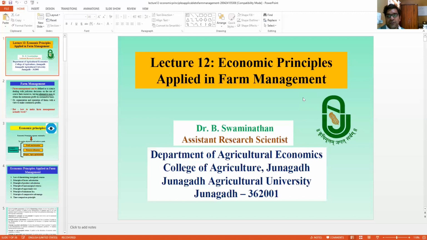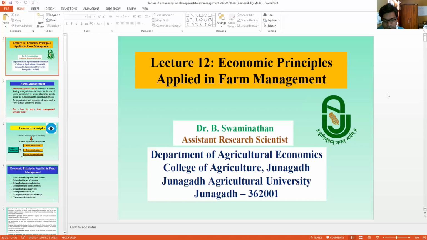For example, when you apply inputs for a particular crop, after applying inputs you'll be getting results after 3 months, after 4 months, after 1 month, depending upon the crop. So we have an element of time, as well as uncertainty. But when we apply economic principles, we are certain that these principles will work and there is no time element. So keeping that in mind, we are going to see how these economic principles with certainty and timelessness can be applied in farm management.